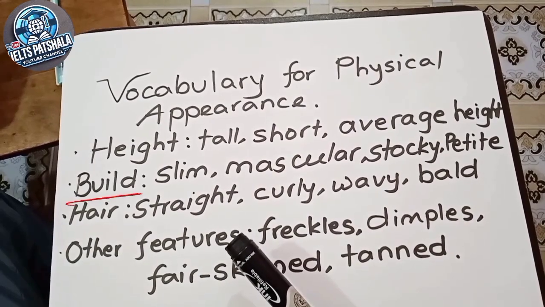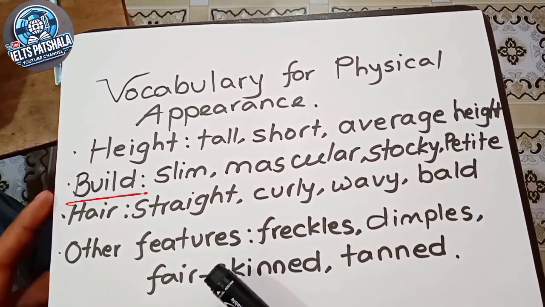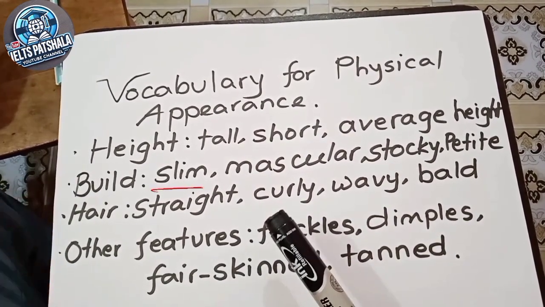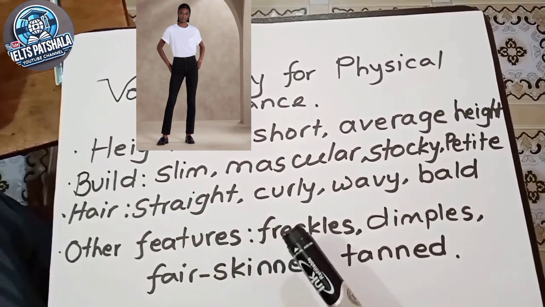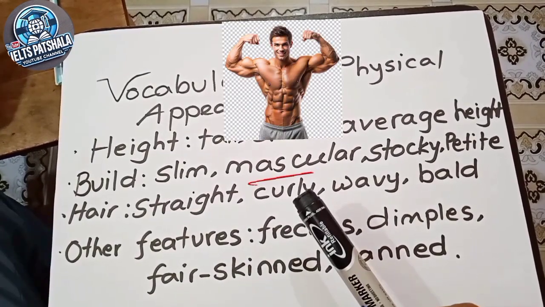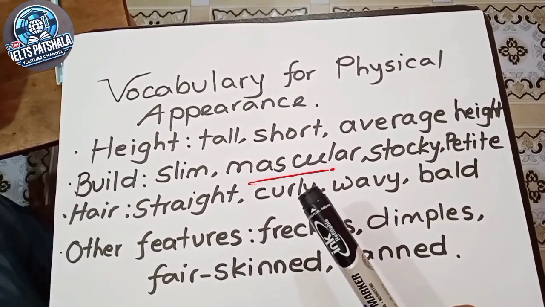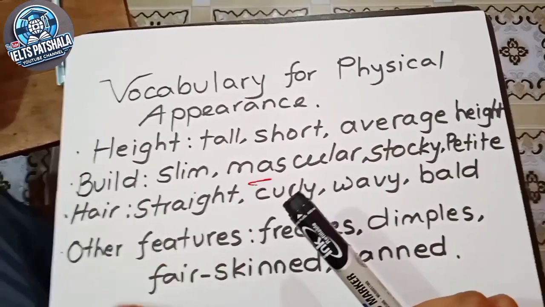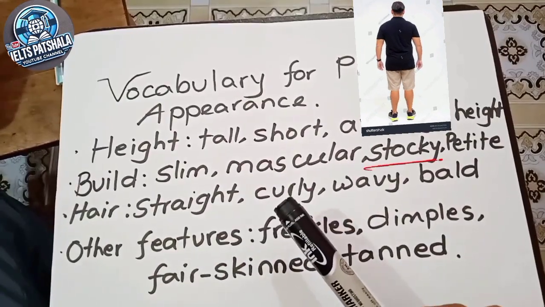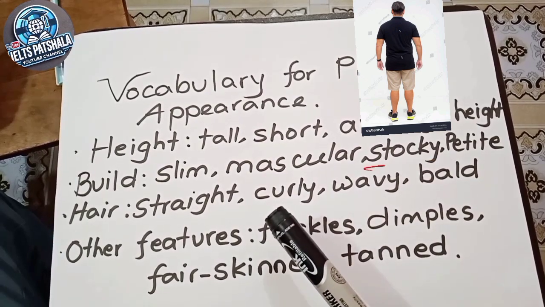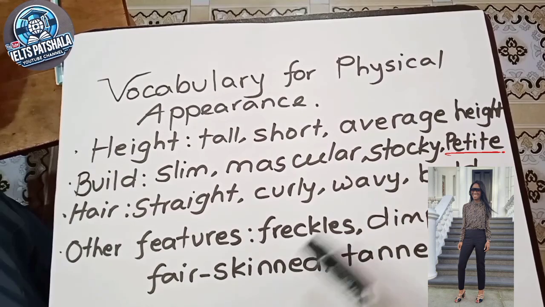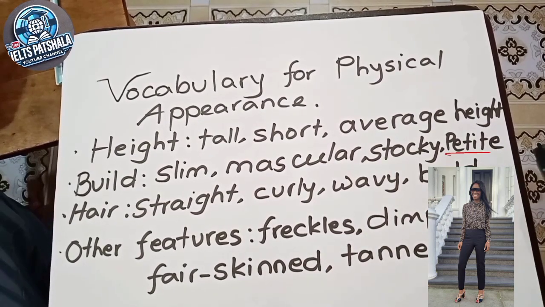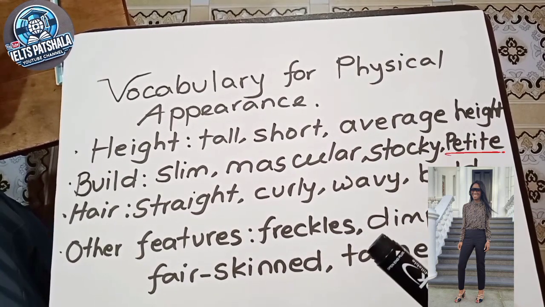Build. For body type, we can use words like slim for someone thin but healthy, muscular for someone who has well-defined muscles, stocky for someone who is short and strong-looking, and petite for a small, delicate build, usually used for women.